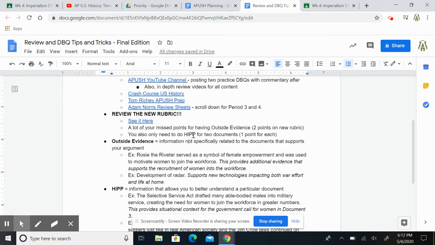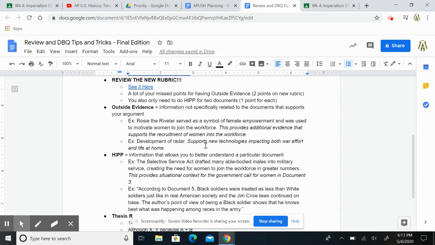A lot of you guys have missed points for outside evidence. You're not including 2 specific pieces of outside evidence because it's different than the original rubric we worked with. Same thing. You need to do a HIP for 2 different documents. And you get 1 point for each successful use of the HIP. Reminders that there's a difference between HIP and outside evidence.